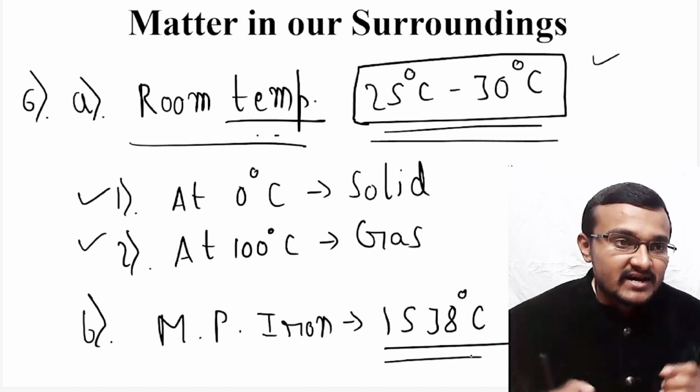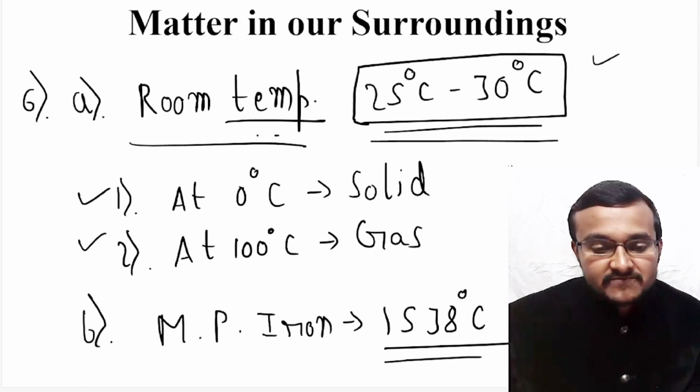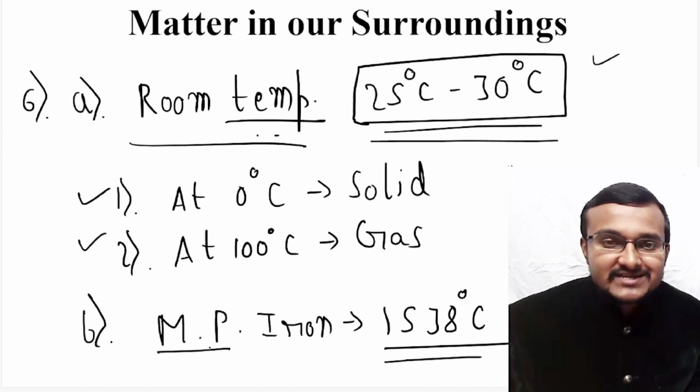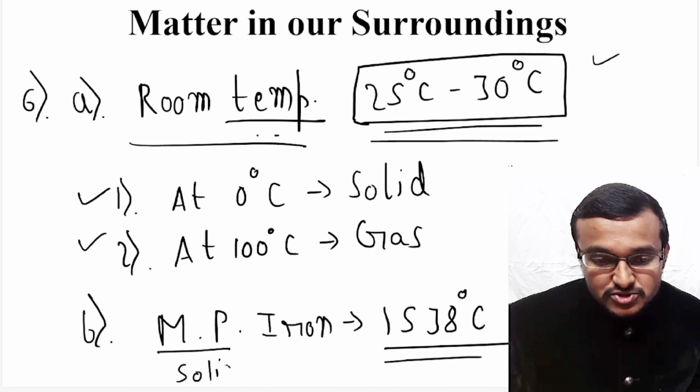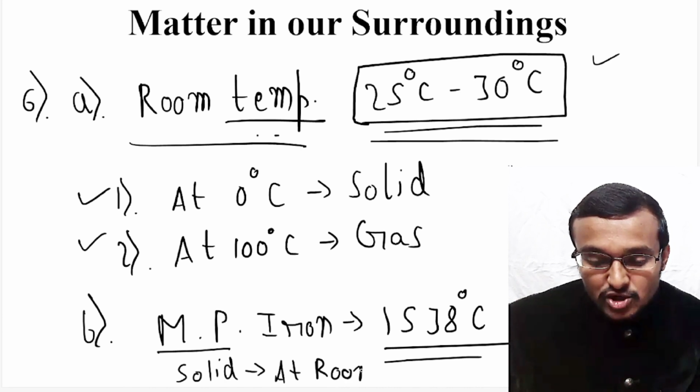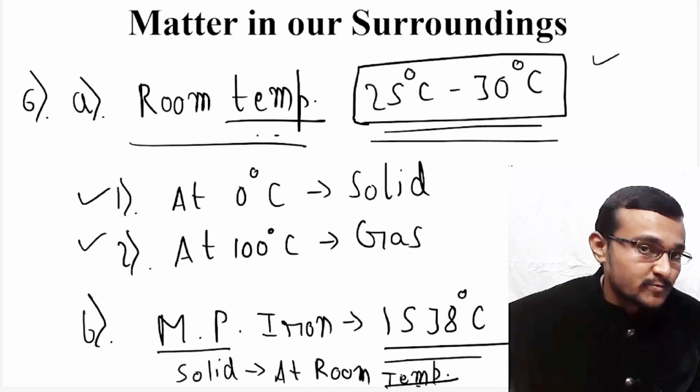Hence, an iron almirah at your room temperature will always be a solid. So its melting point is very high. Iron almirah will always be solid at room temperature, because its melting point is very much greater than the room temperature.